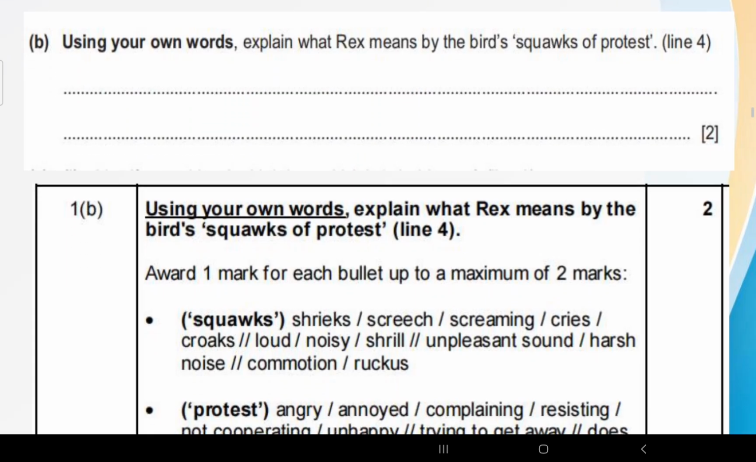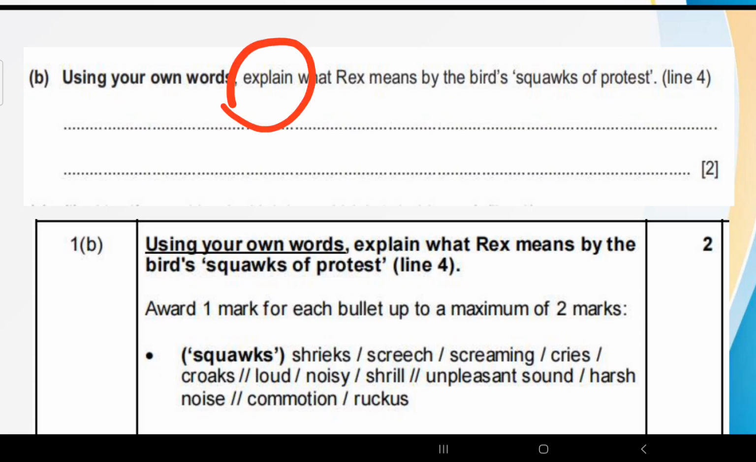Second thing in this question is explain, and it needs explanation in your own words. What kind of explanation? They have given a phrase of two words. Remember, in any such question that has this word explain, if you simply copy, no marks for that. So explain what Rex means by the bird's squawks of protest. Any such phrase that is given there, you will go for the most important words in that phrase. If there are 5-6 words, you will pick the two most important words. But here you can see that there are two words only. One is squawks, second is protest.